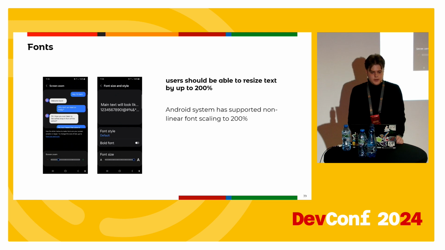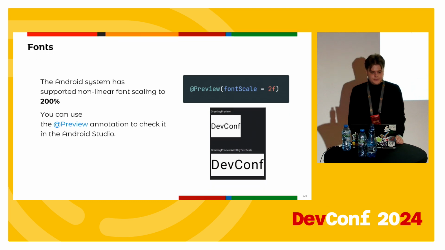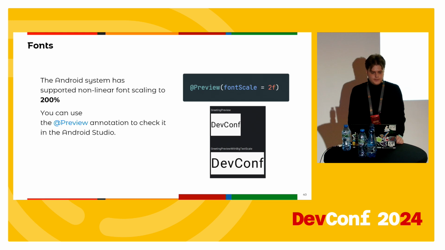According to WCAG resize text guidelines, users should be able to resize text up to 200%. Of course, this should be achieved without any loss of content or functionality. You can use preview annotation to check in Android Studio, for example, to simulate 200% font scale.